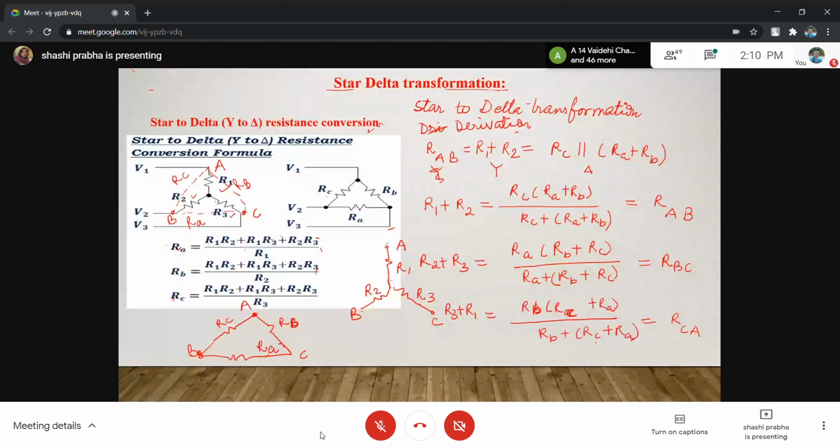So is the step clear? R1 plus R2, this is the resistance between A and B. R2 plus R3, this is the resistance between B and C. And R3 plus R1, this is the resistance between C and A. And this left side is for star and right side is for delta. Using these star and delta equations, now if you simplify, अब हमें क्या करना है? इसको simplify करना है.